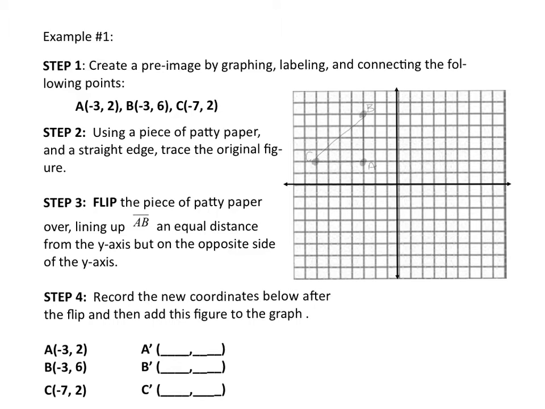Now, hopefully you have used straight lines or straight edges to help and make sure that it looks prettier than mine does since I freehanded it. Now, it says to use a piece of patty paper and a straight edge to trace the original figure. If you still have your patty paper, you can use it, or you can just use a regular sheet of paper. And what you're going to do is flip it over the y-axis, meaning every point, A, B, and C, should be the same distance from the y-axis, but on the other side, meaning we're located in quadrant 2, we're going to go to quadrant 1.